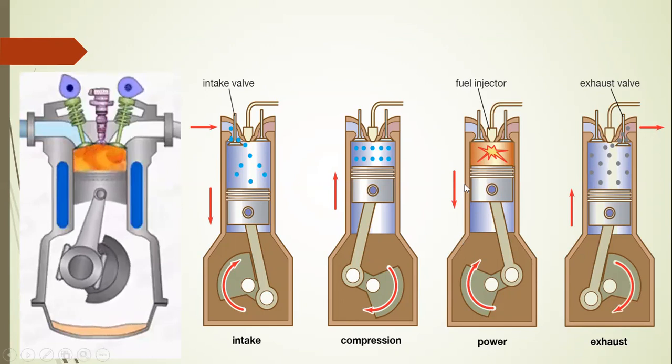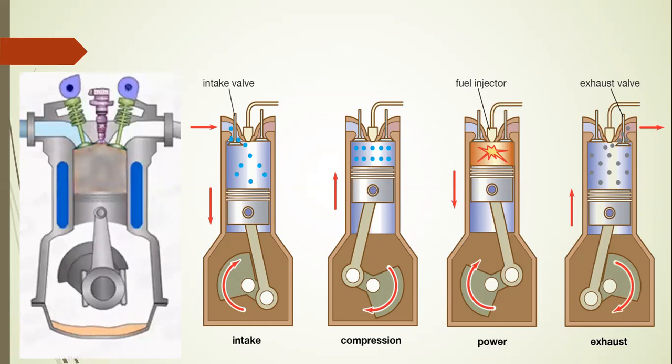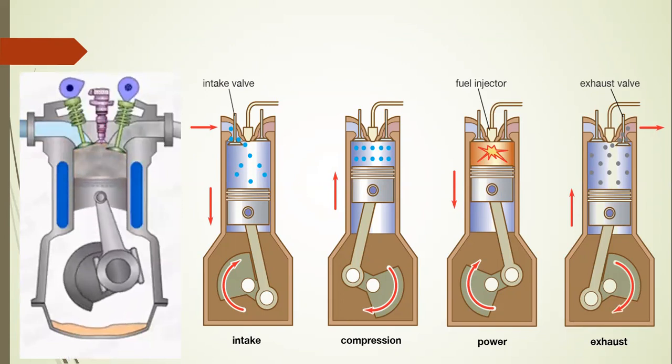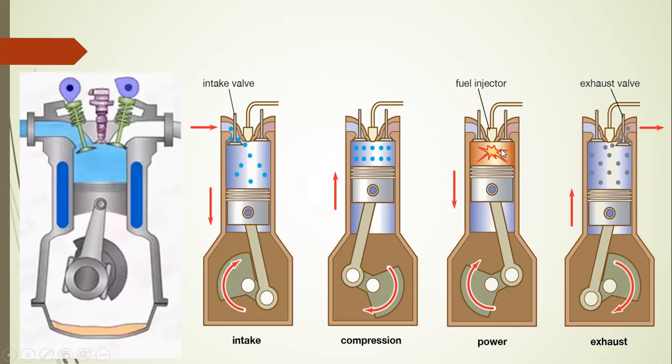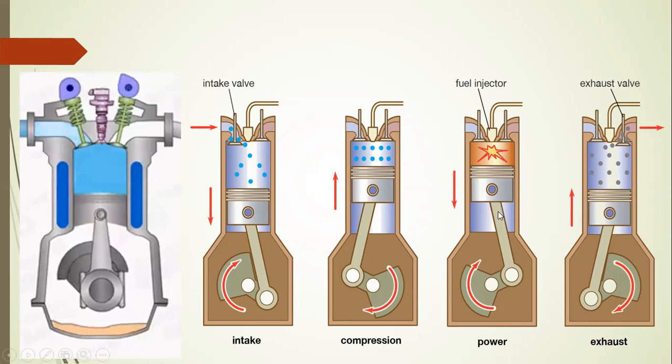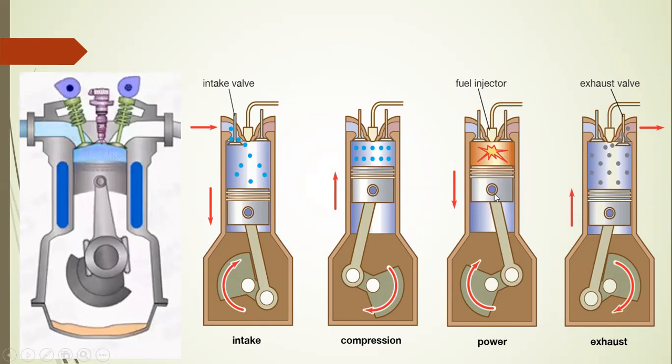In the power stroke, what happens at this time? The fuel is injected by the fuel injector and a high thrust is created inside the cylinder, and the piston moves in the downward direction. This is called the power stroke. Maximum power is generated in this stroke.